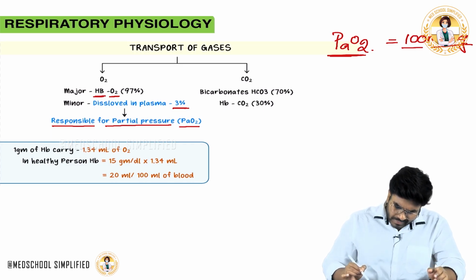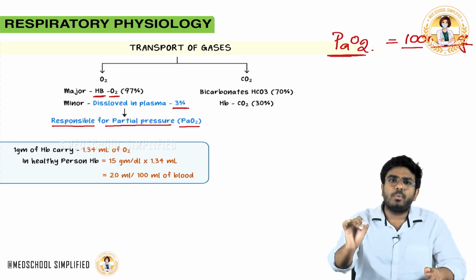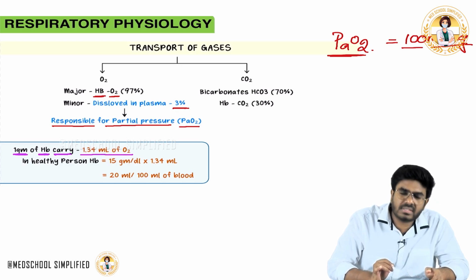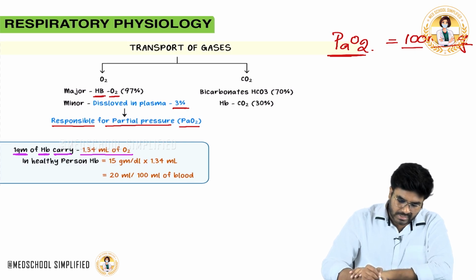Having said that, now let's discuss some basic points. What are they? 1 gram of hemoglobin, how much oxygen will it carry? 1 gram of hemoglobin can carry up to 1.34 ml of oxygen.